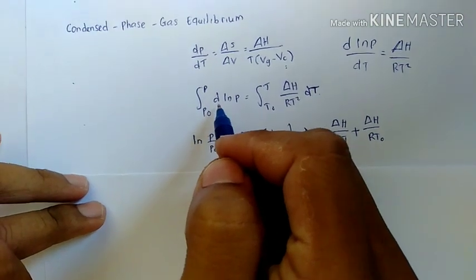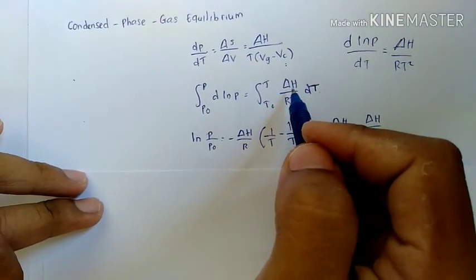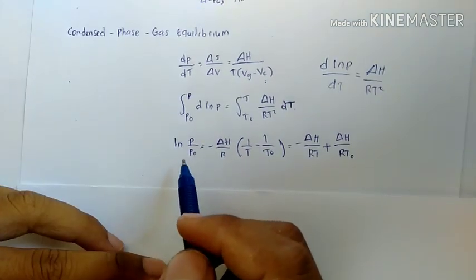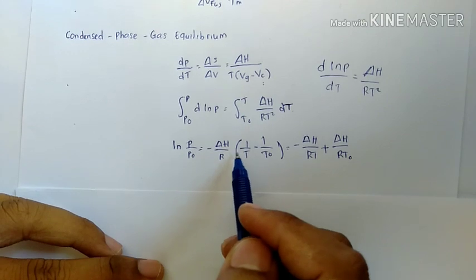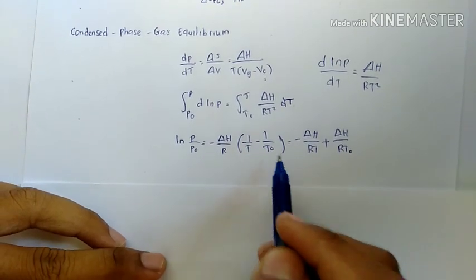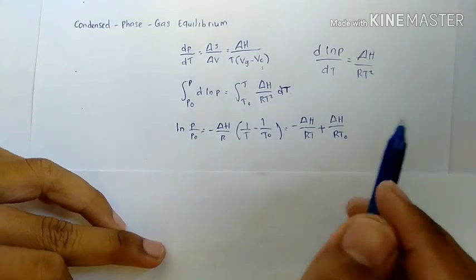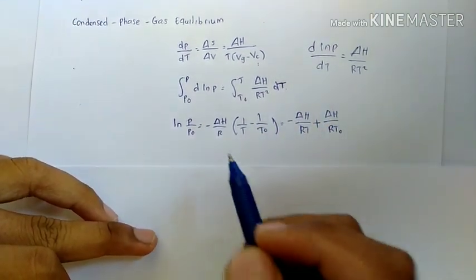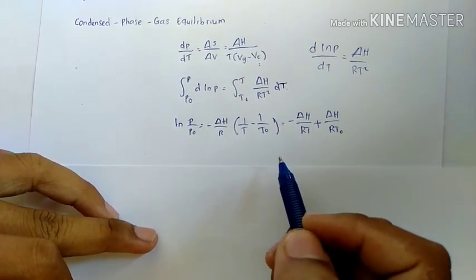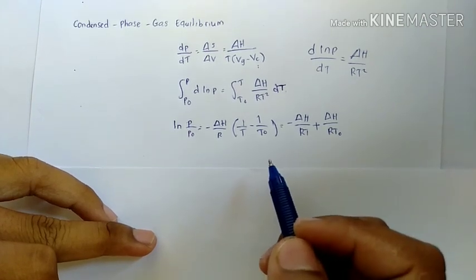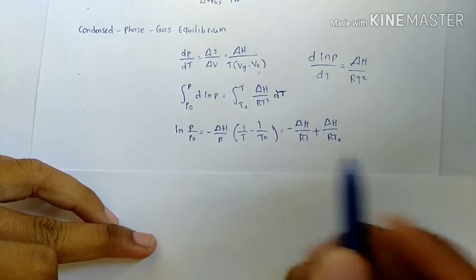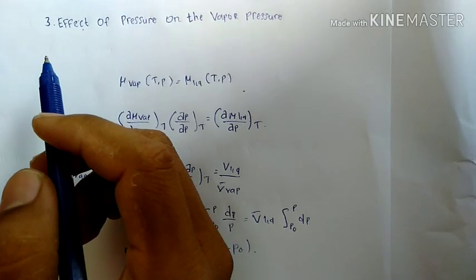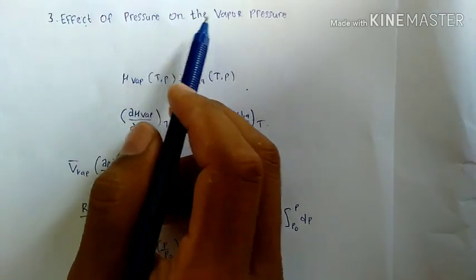Integral of d ln P equals integral of ΔH divided by RT² dT, so ln(P/P0) equals minus ΔH divided by R times (1/T minus 1/T0), or equivalently ln P equals minus ΔH/RT plus ΔH/RT0, where P0 is the vapor pressure at T0 and P is the vapor pressure at T. If P0 equals 1 atm, then T0 is the normal boiling point of the liquid or the normal sublimation point of the solid.